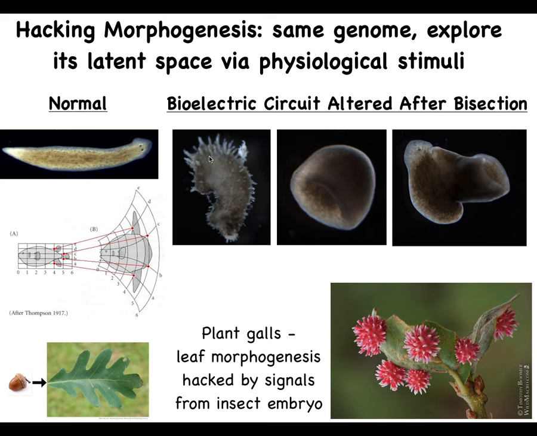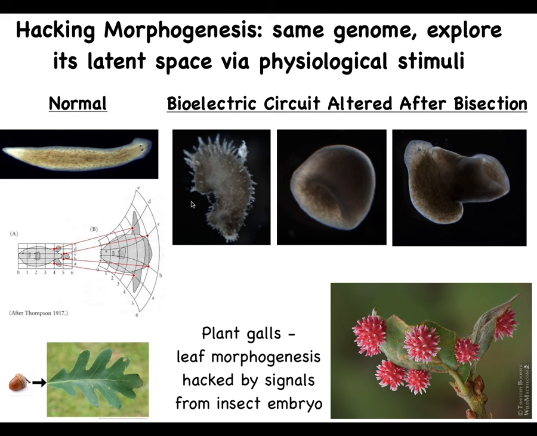You can even go further than this, and you can make shapes that don't look like flat planaria at all. So you can make these crazy spiky forms. You can make these cylindrical things, kind of hybrids like that. The latent space of anatomical possibilities is huge, and the exact same hardware can be pushed into these directions.